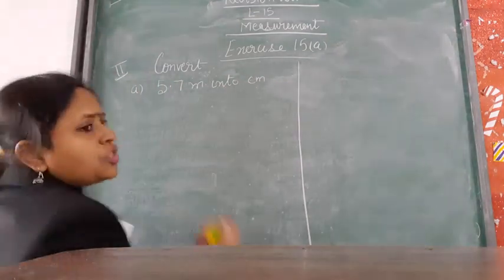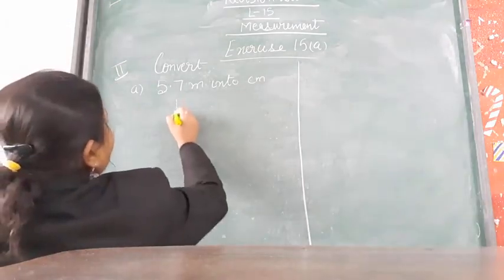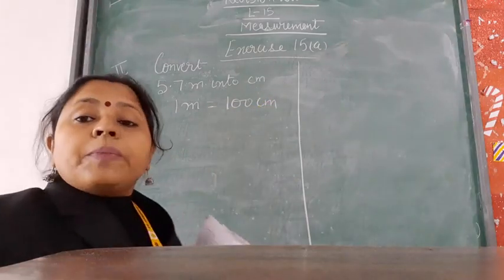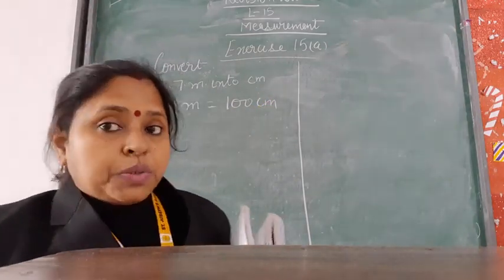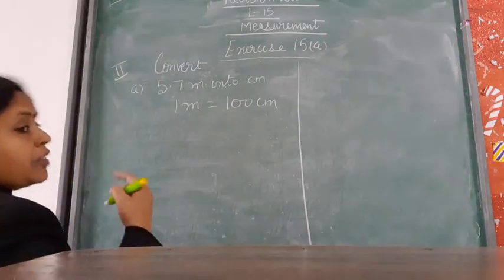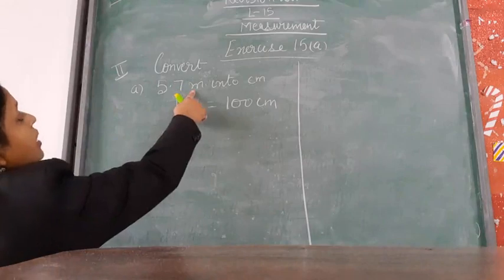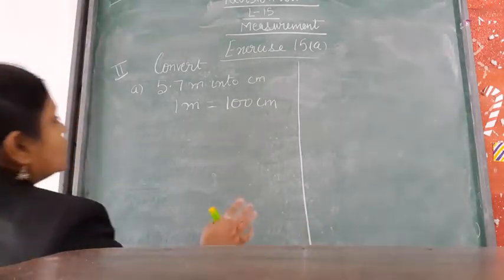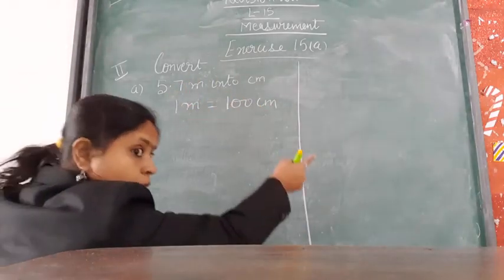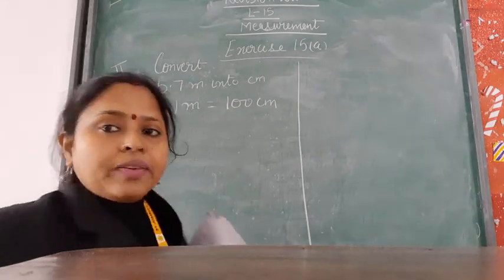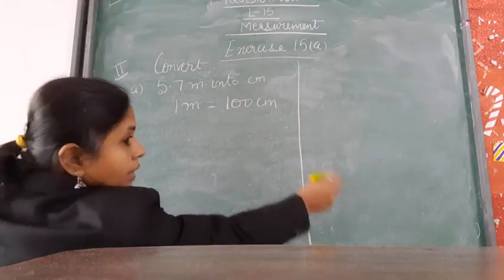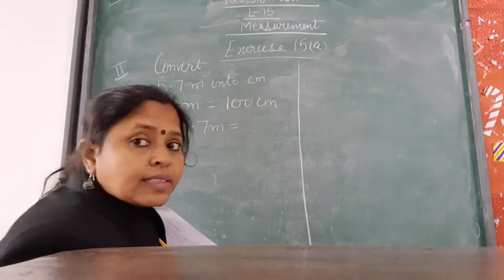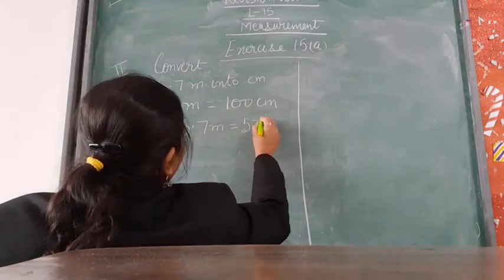Now children, we know the relationship between meter and centimeter. Well, 1 meter is equal to 100 centimeter. And it is very clear that meter is a bigger unit and centimeter is a smaller unit. So now again the principle which we have to apply in this question: we have to change 5.7 meter into centimeter. Since we are converting a bigger unit into smaller unit, what we will do? We will multiply, right? So if 1 meter is equal to 100 centimeter, then 5.7 meter is equal to how many centimeters? Yes, we will multiply it by 100.